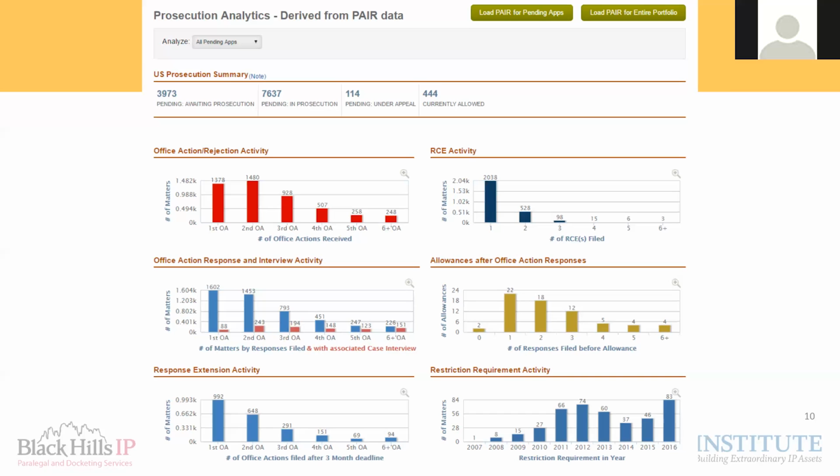At least that's where they're spending money. So that's another useful data point. And then the next chart, the second one down on the left, lays out the number of office action responses with a bar next to it that tells me how many had interview activity.